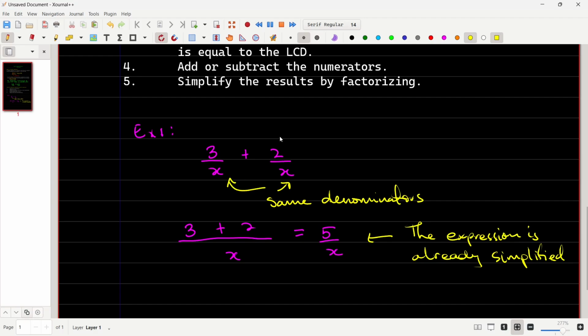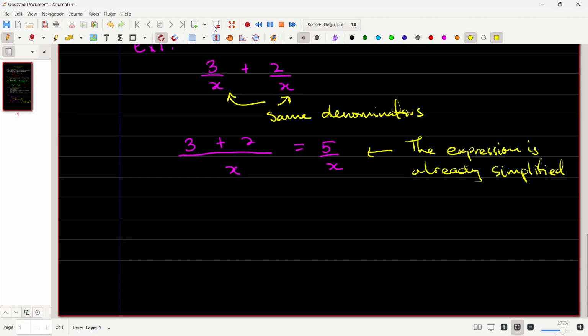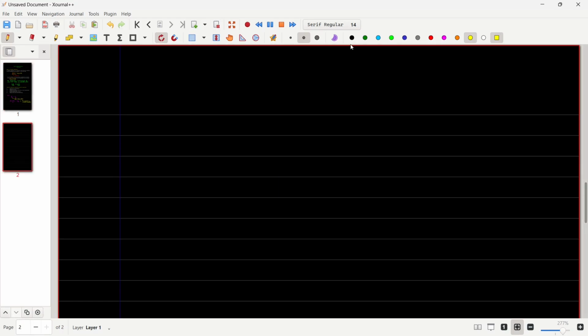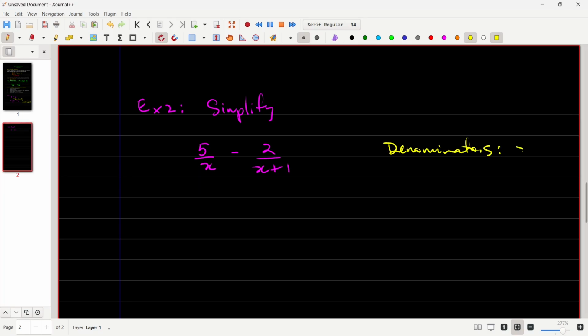Now you see the point of doing the factorizations that we did before. Let me show you some more of it so that you can get more experience with looking at it and solving it. Let's see, example 2. So we want to simplify 5 over x minus 2 over x plus 1. And we can check that the denominators are x and x plus 1.